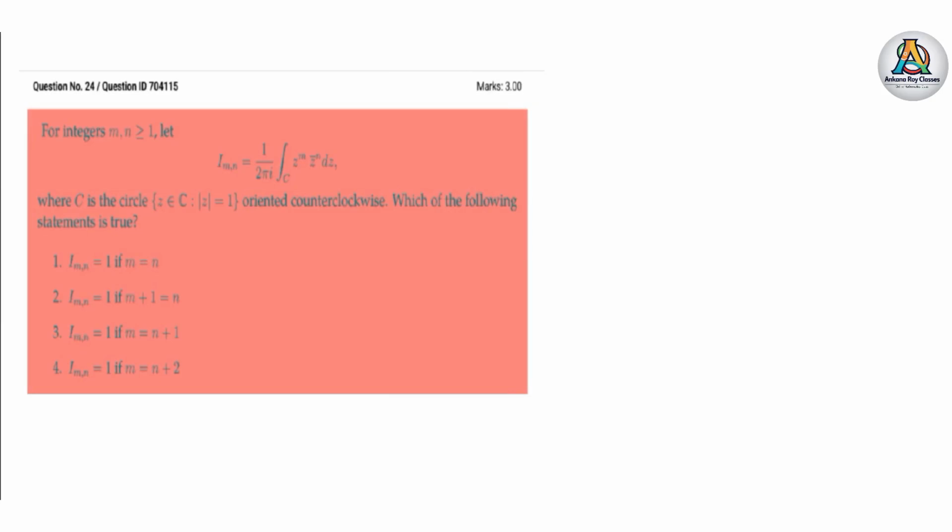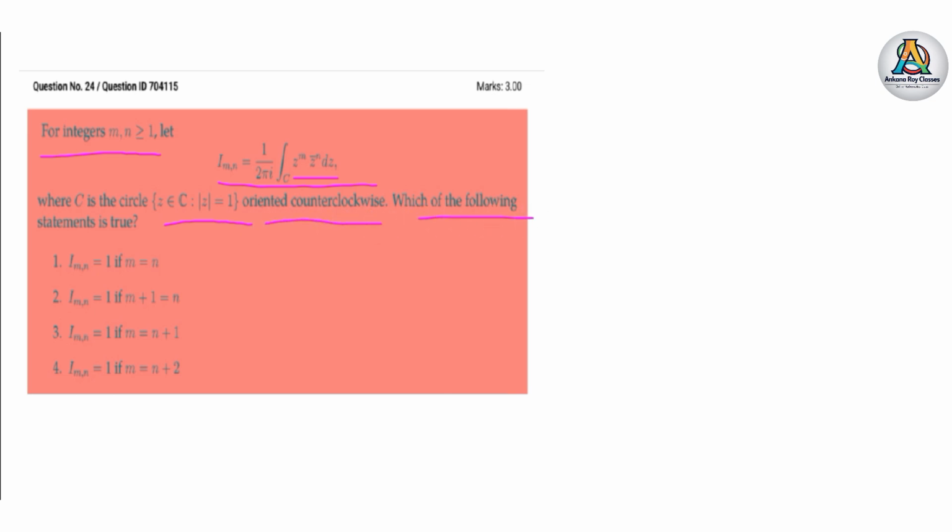Hello everyone, today we will discuss a question from CSIR NET December 2024. The question is from complex analysis. For integers m, n greater than or equal to 1, let I_mn be equal to 1 by 2 pi i times the integration over C of z to the power m into complex conjugate of z to the power n dz, where C is the circle {z belongs to complex numbers such that mod z is equal to 1}, that is, over the unit circle, oriented counterclockwise.